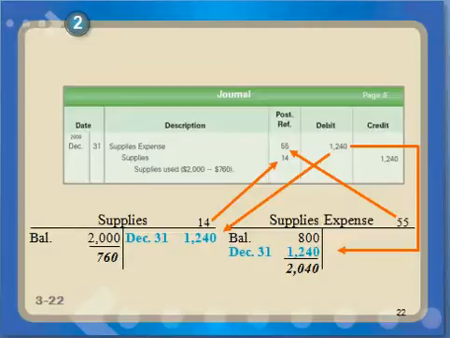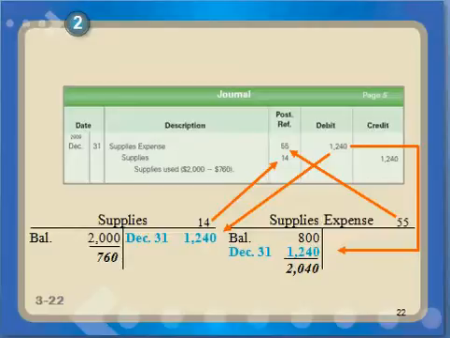And when we posted that to our ledger, we would see that when we put a credit in for $1,240 to the supplies account, that drops the supplies account down to $760. And if we had already recorded a supplies expense account of $800 initially, when we added this $1,240, that would give us a supplies expense account of $2,040.